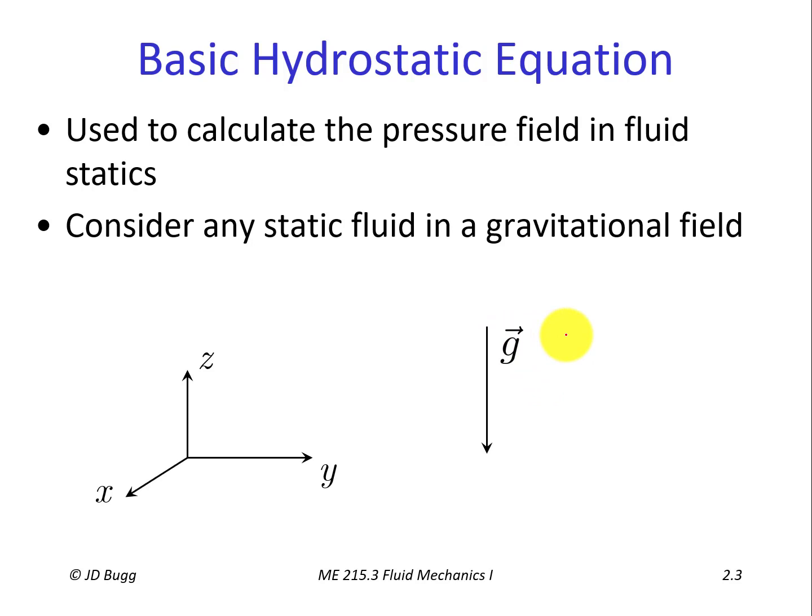Realize that this is just one possible orientation. G can be in any orientation relative to our coordinate system. One of the things we'll see when we start to do problems in fluid statics is we'll want to choose a coordinate system and the orientation of the coordinate system to make doing that particular problem easier. So we'll talk a lot about that when we're doing problems. Now I'm just having G in the negative Z direction as an illustration.